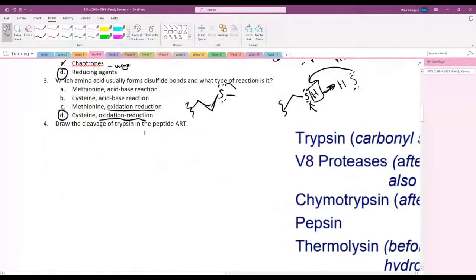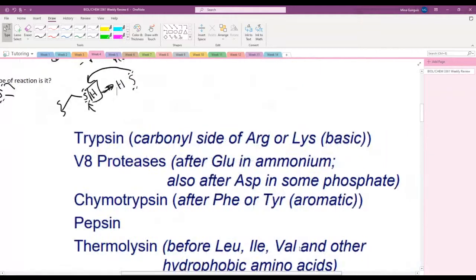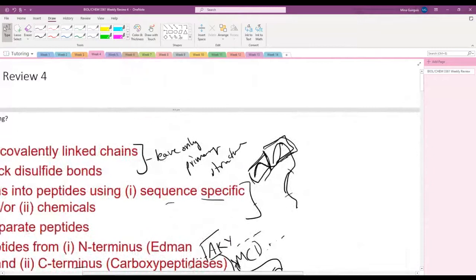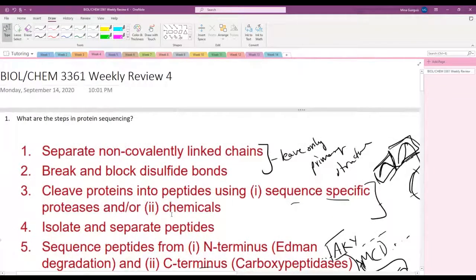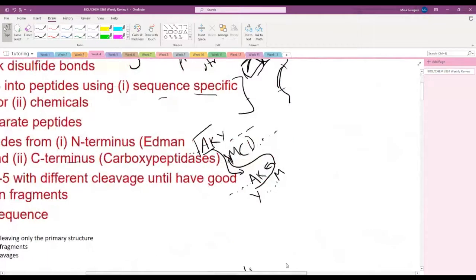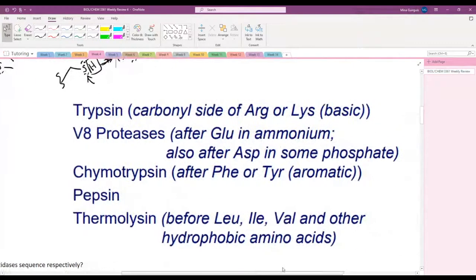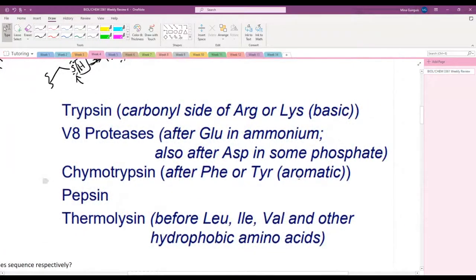Okay. So draw the cleavage of trypsin in the peptide ART. What you see here on this right side, let's go back up here real quick, are sequence specific proteases and chemicals. What you see here is just the proteases. The chemicals are separate, and each protease is able to cleave at a certain point.